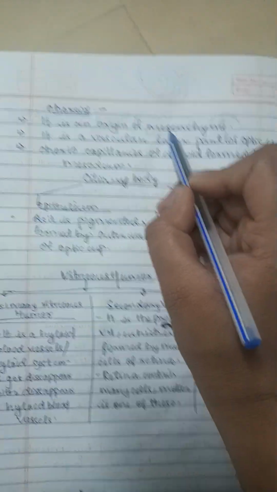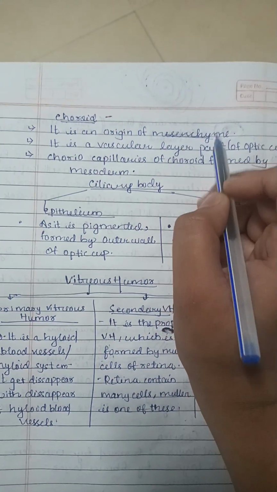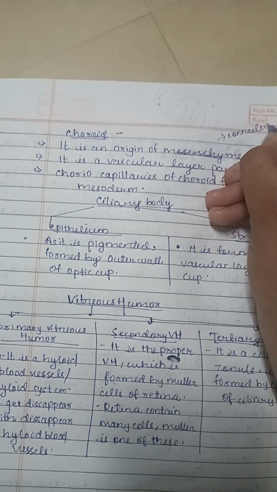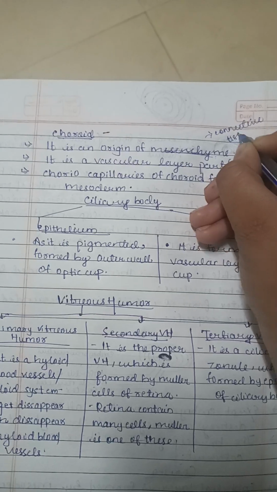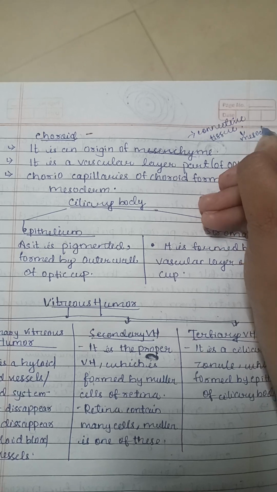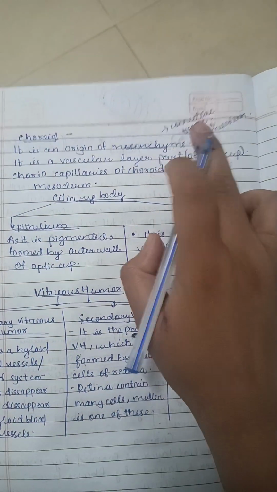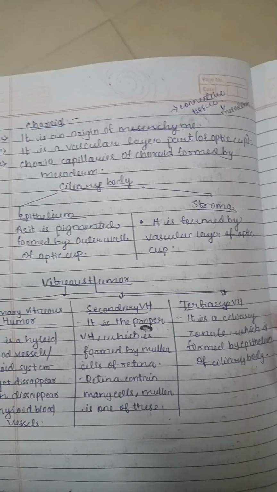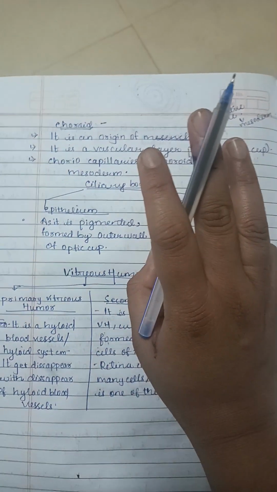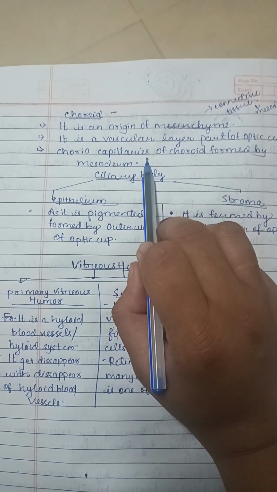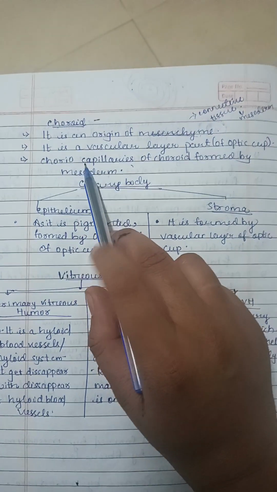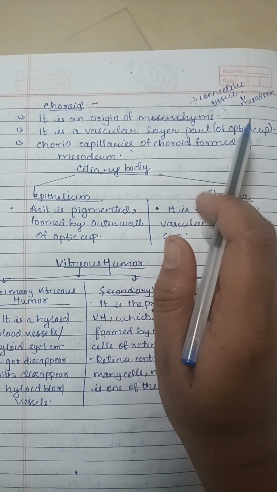Choroid is of mesenchymal origin. What is mesenchyme? Mesenchyme is a type of connective tissue which is formed by mesoderm. It is a part of the vascular layer, means we studied that there are 3 coats or layers of the eyeball. Second is the vascular layer. It is a part of the vascular layer. The choriocapillaris of the choroid is formed by mesoderm.